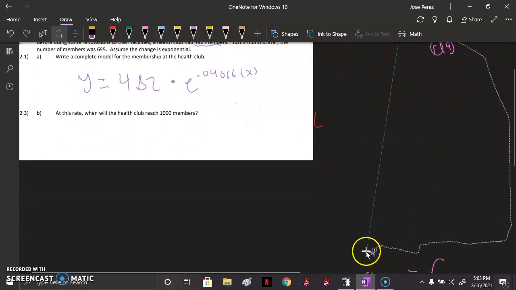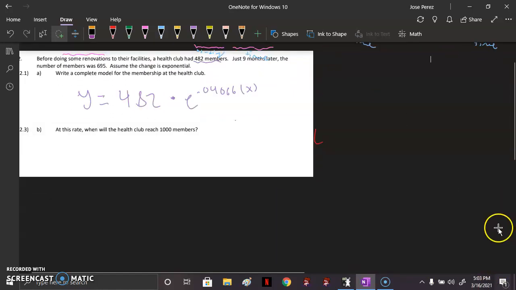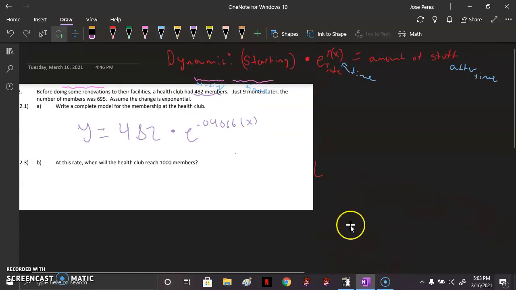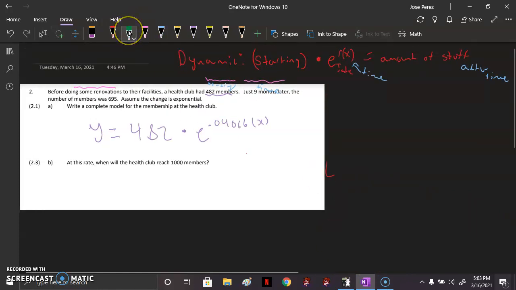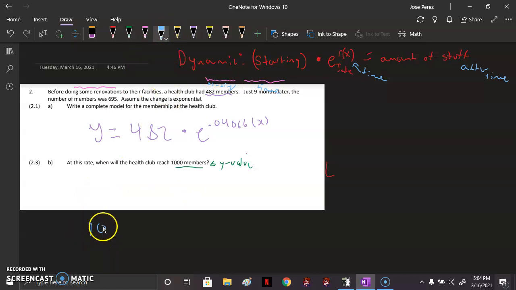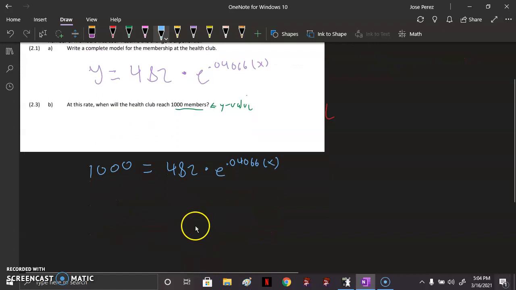I guess I can get started for the next problem. I'm going to try to get most of this out of the way. And let's get it started then. And so it's asking us, this is our Y value. Let's write that down. That's our Y value. So I'm going to work down here. We're going to work in blue. So it's 1,000 is equal to 482 times e to the 0.04066x. And after this, we're going to solve it.